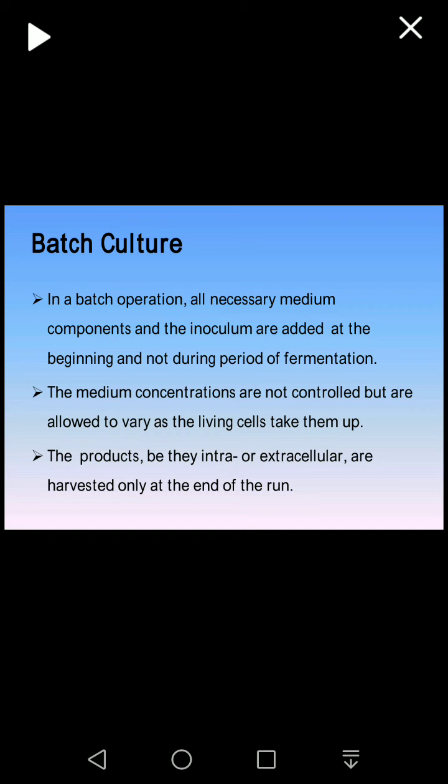The products, be they intra or extracellular, are harvested only at the end of the run. So in a batch process, the products which are obtained, either antibiotics or chemical compounds, are either present inside the microorganisms or excreted by the microorganisms outside the cells, and they are only purified, separated out, and isolated at the end of the run. So after 4 to 6 days, when the run has been completed and the maximum product has been produced, then the isolation and purification of the desired product takes place.